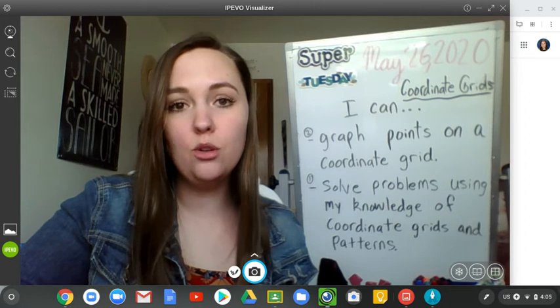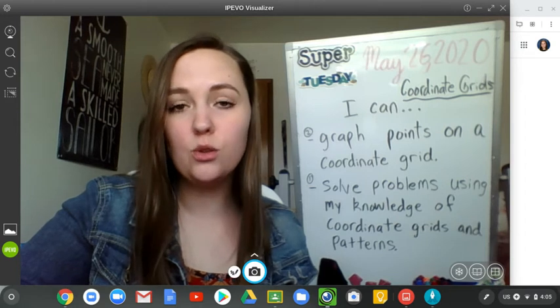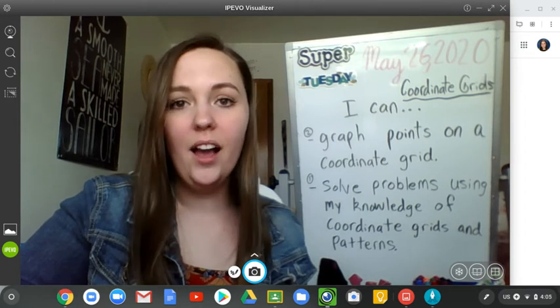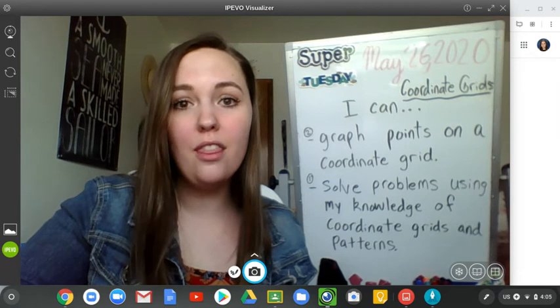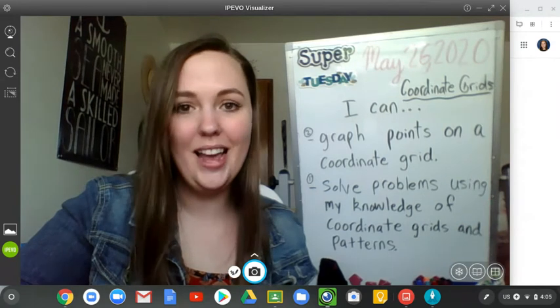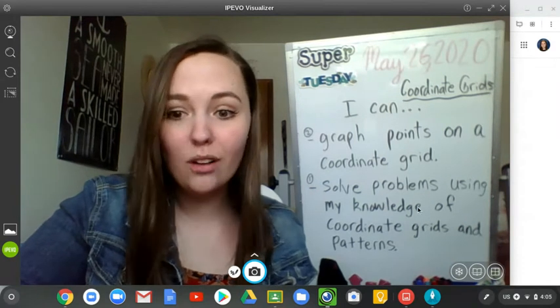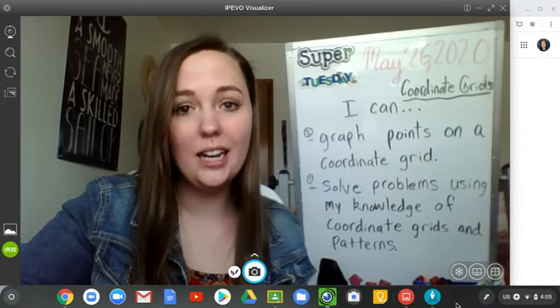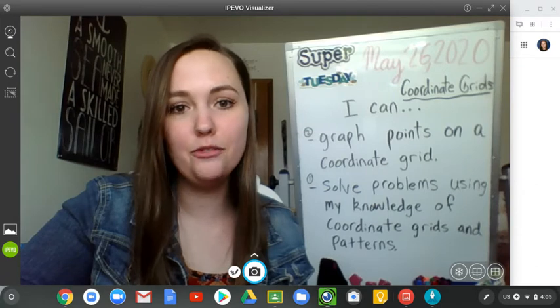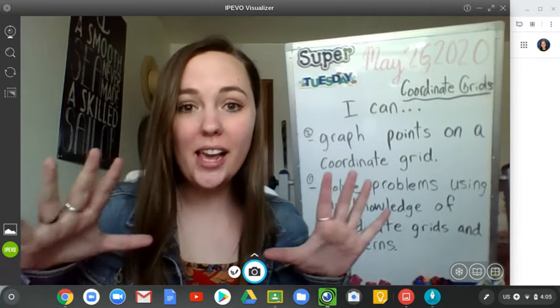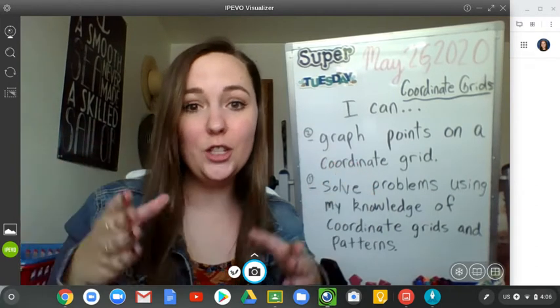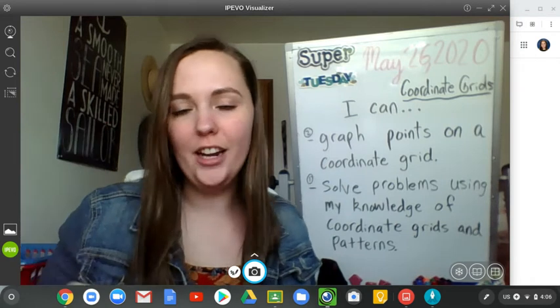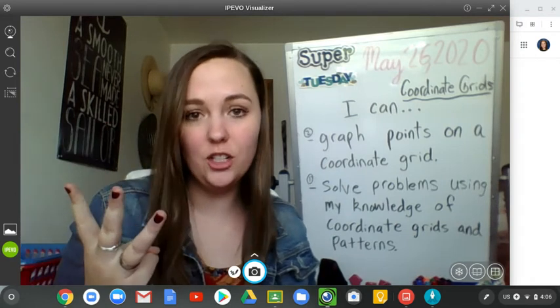Coordinate grids are a very important skill to understand. You're going to be using this a lot in middle school and high school math. So we're going to go over the basics so that you're ready for the next step for middle school. I'm going to do a new way of taking notes today. I was able to find a way to display a coordinate grid on the screen and then write on it. So we're going to take 3 pages today.